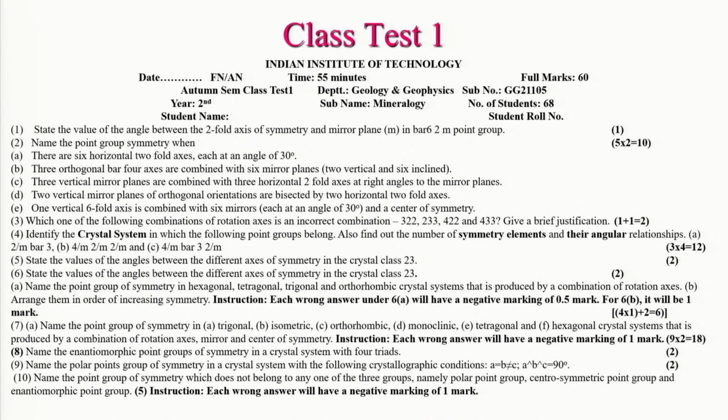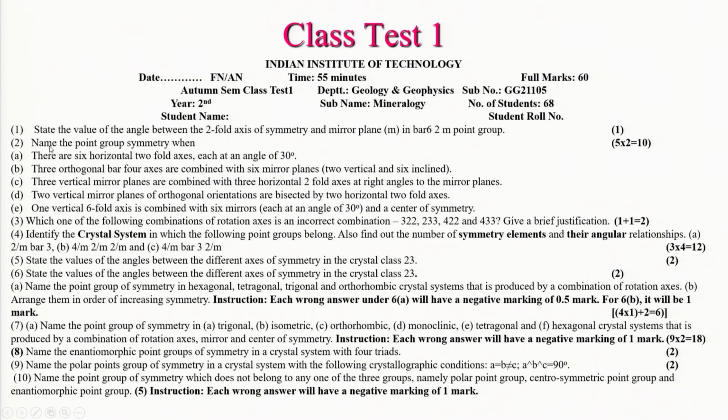So, with this we come to an end of these 32 crystal classes and also the crystal systems, the nomenclature, and how the different crystal classes or point groups of symmetry can be allocated under the different crystal systems. Once we have learned this, I ask my students to take a class test. I call it class test 1, and in that I have asked 10 questions. It is a class test of around 55 minutes and the total marks is 60.